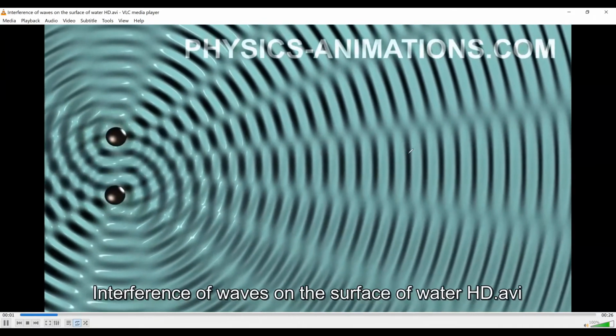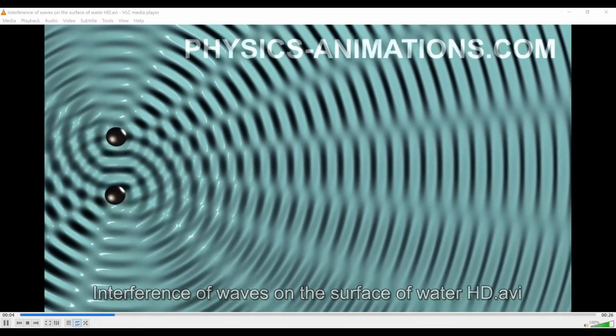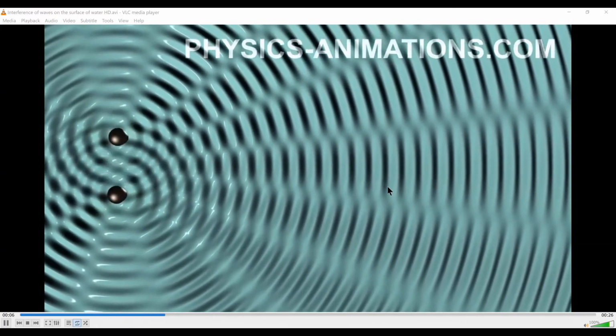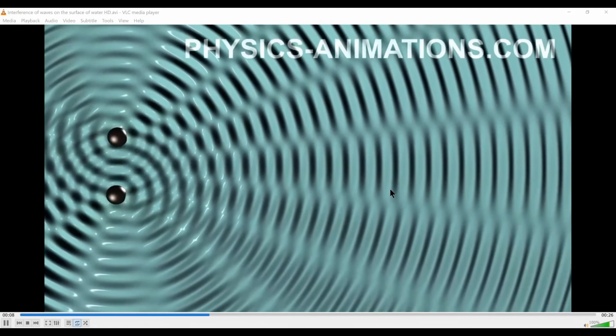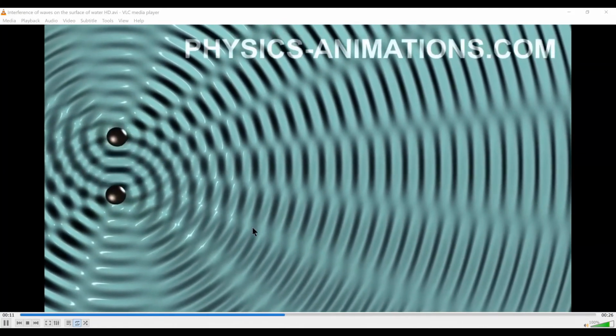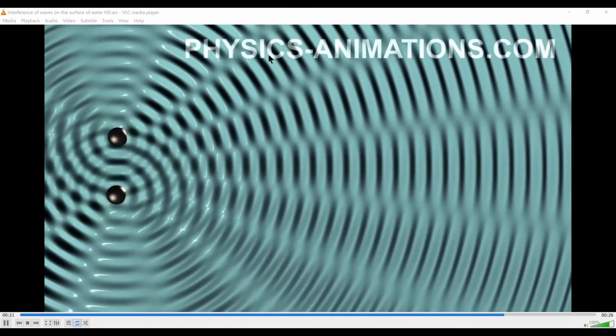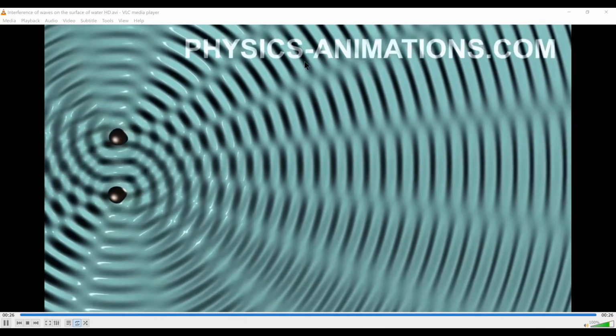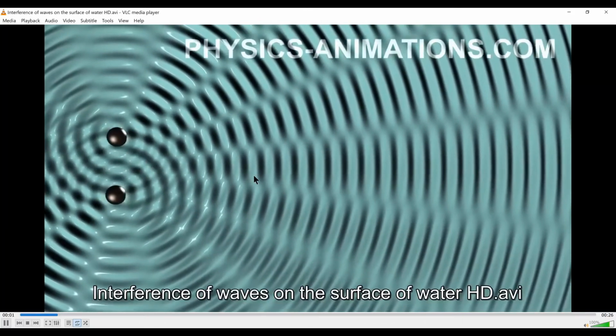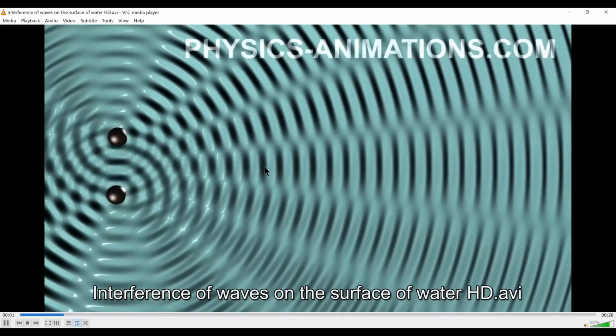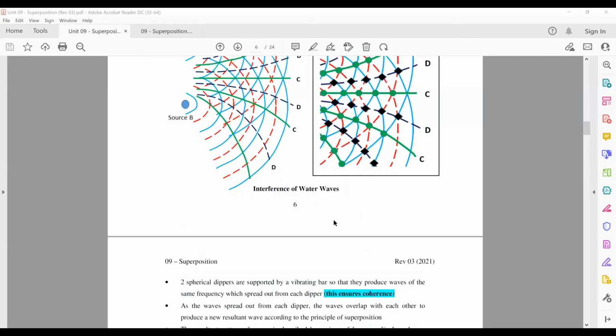All right, even if you don't cast a shadow below to see the interference pattern, you can actually just see it on the water surface itself. But casting a shadow onto a screen below actually makes the interference pattern clearer to see. Even if you don't cast a shadow using a lamp, you can still see it on the water surface, just that it's not as clear. All right, so this is a ripple tank using water.